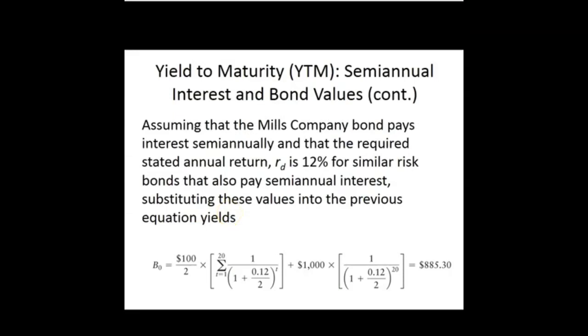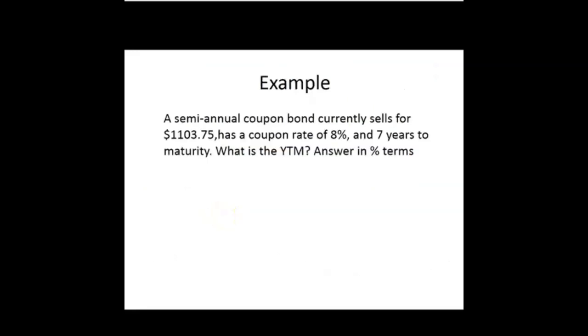So if we're using a financial calculator, we would need to convert the required rate of return, the interest rate, divided by 2, and multiply the number of periods by 2, and then the coupon payment divided by 2. So let's do an example of calculating yield to maturity on a semi-annual coupon paying bond. So we have a semi-annual coupon paying bond. It's currently selling for $1103.75, has a coupon rate of 8% and 7 years to maturity. What is the yield to maturity?